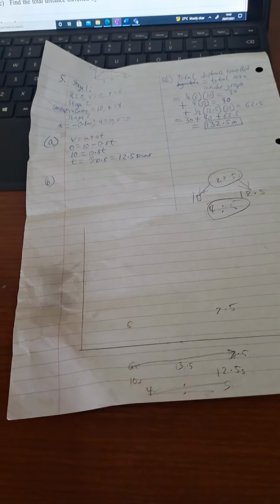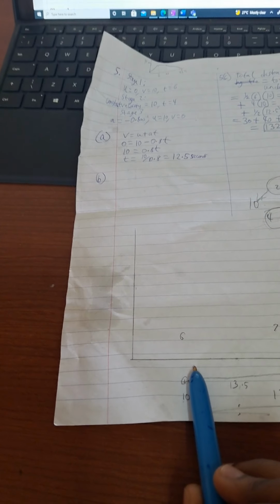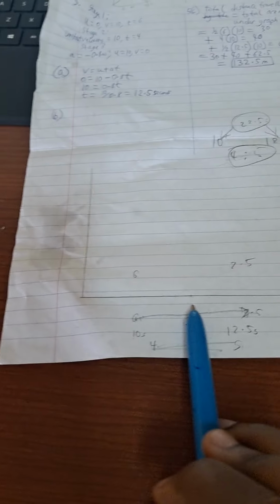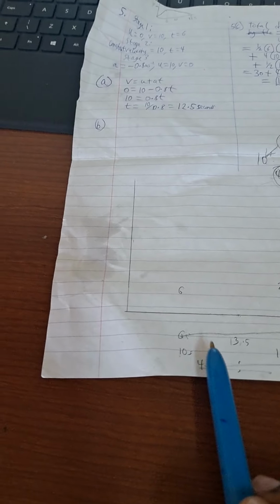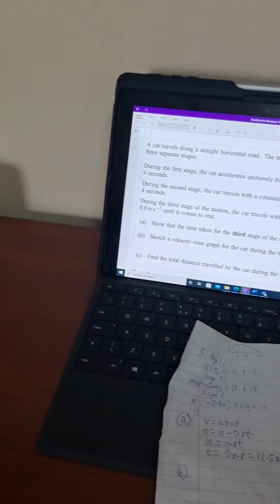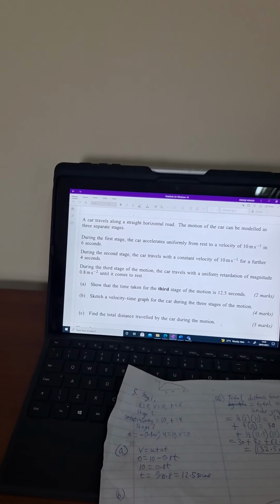The fact that I marked that at 6 and the whole axis was 13.5 means that the ratio was the exact same as the question. The ratio of the axis, the divisions I used to represent the time, was the exact same ratio as the times in the question, which means I had drawn the line exactly to scale.